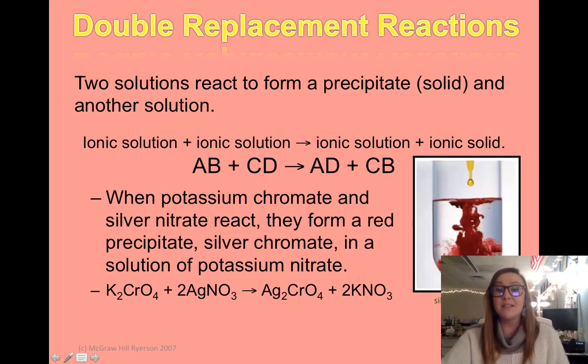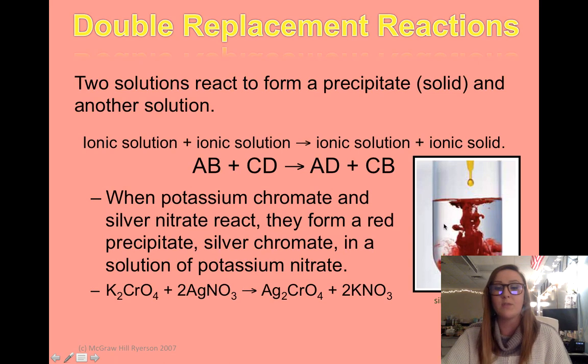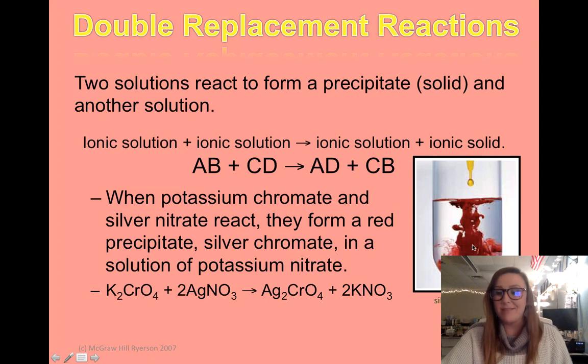So this is what that looks like. Isn't that crazy? We have two different solutions. Another solution is created down here, and then we have this red solid stuff. You can see it rising onto the top of it. So this is silver chromate, and then we have potassium nitrate, which is really, really cool. It kind of looks like blood, which is really crazy.